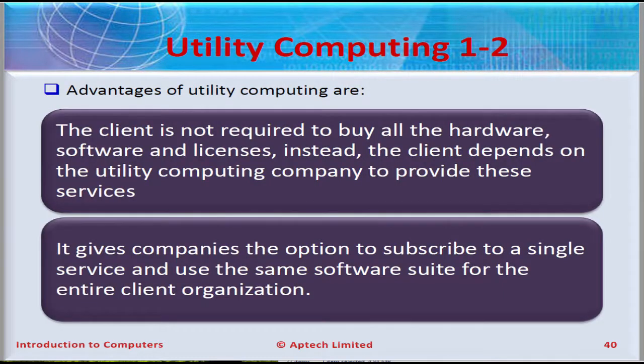Then we move on to utility computing. Now, the advantage of this is that the client is not required to buy all the hardware, software, and licenses. Instead, the client depends on the utility computing company to provide these services. It gives companies the option to subscribe to a single service and use the same software suite for the entire client organization. Good examples of these could be Office 365, which is provided by Microsoft, or we have G Suite, which is provided by Google. Okay.